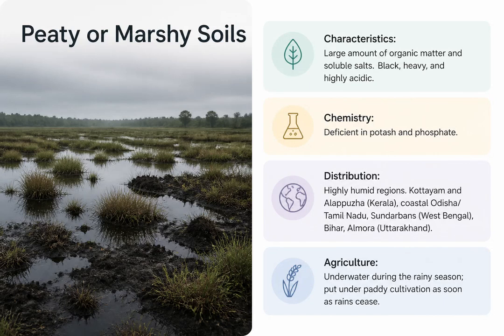Finally, we have peaty or marshy soils. These develop in the most humid regions, where there is a massive accumulation of organic matter and soluble salts. They are characteristically black, heavy, and highly acidic. You will find them in places like the Alappuzha district of Kerala, the Sundarbans of West Bengal, and coastal Odisha.